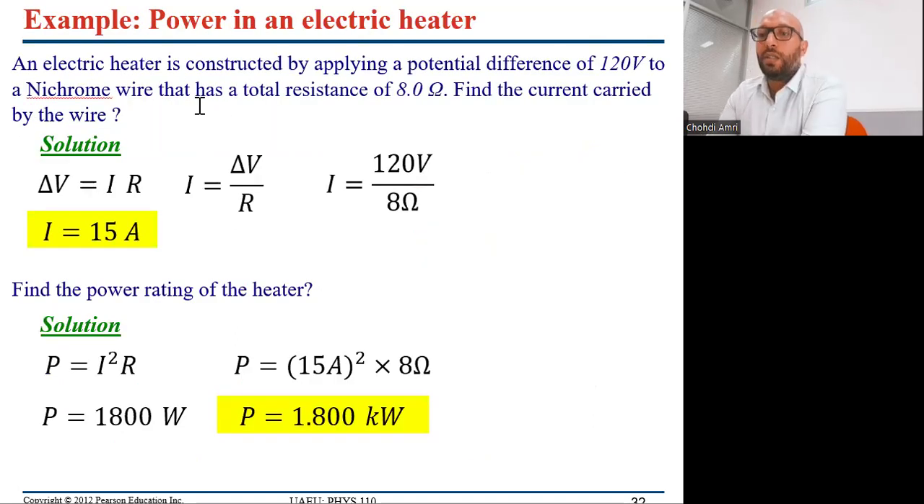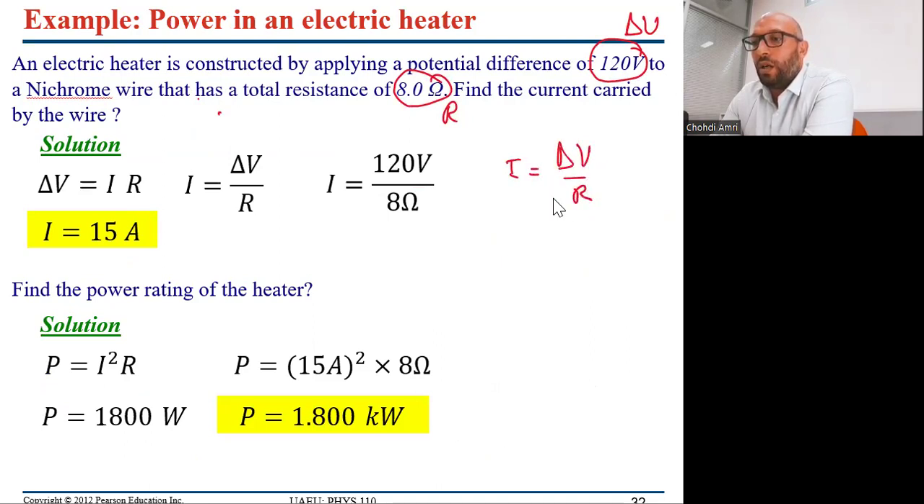An electric heater is constructed by applying a potential difference of 120 volt to a wire that has a total resistance of 8 ohm. Find the current carried by the wire. As you know, here we have potential difference delta V, and we have resistance R. So I will be for sure delta V over R. Delta V is 120, R is 8. 120 divided by 8 is 15 ampere. So we need 15 ampere in this example.